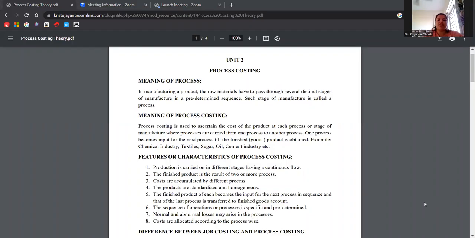First we will start with the meaning of process. In manufacturing a product, the raw materials have to pass through several distinct stages of manufacture in a predetermined sequence. Each such stage of manufacture is called a process account.